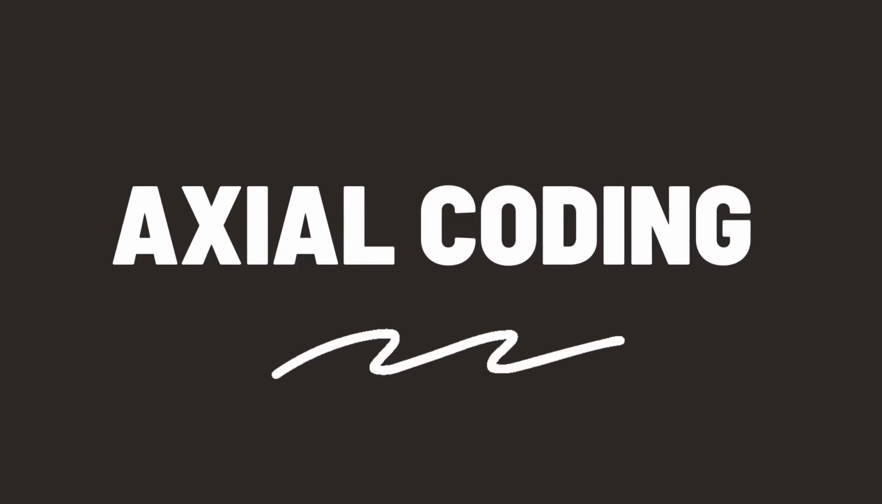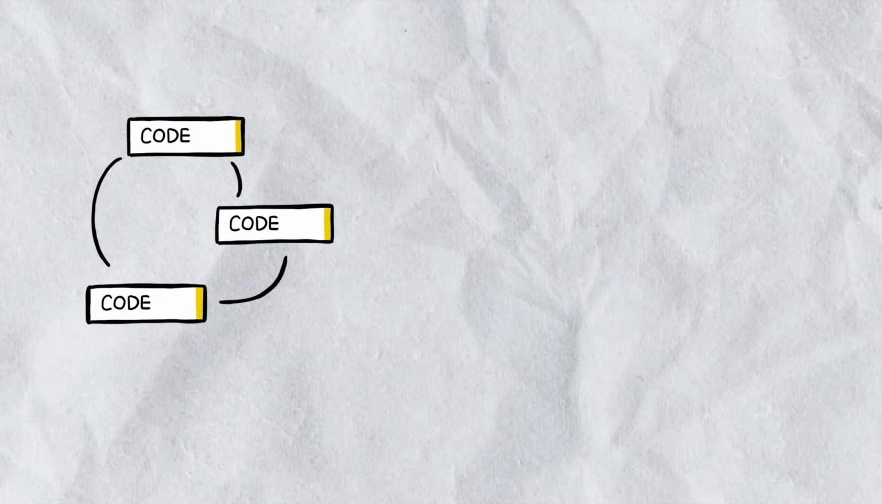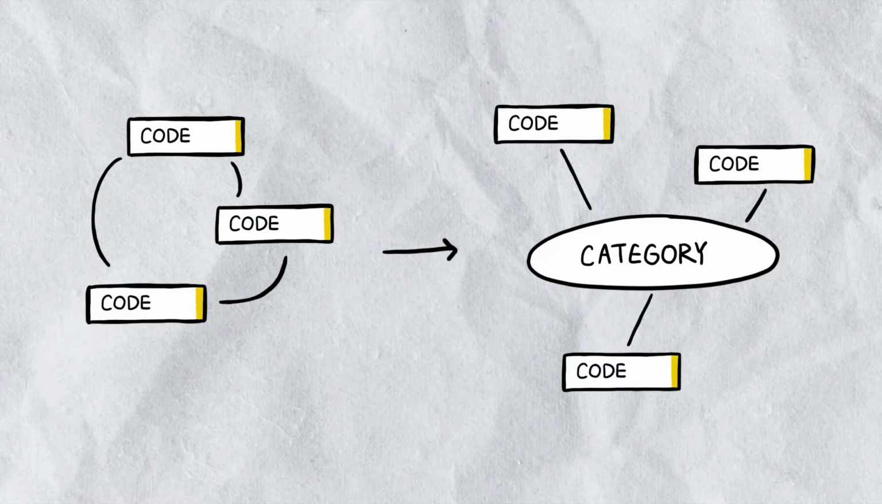Next comes axial coding, where you draw connections between the codes you developed in open coding. Group your codes into categories. These categories become the axes that tie your codes together.